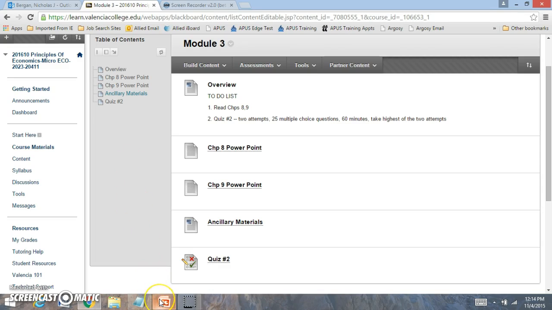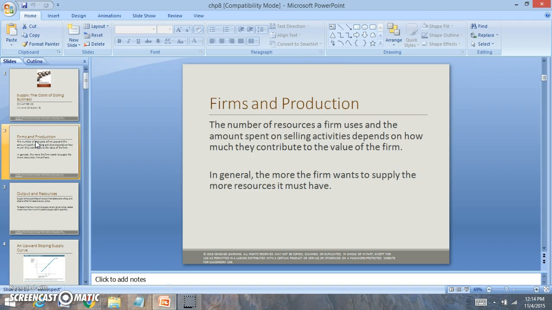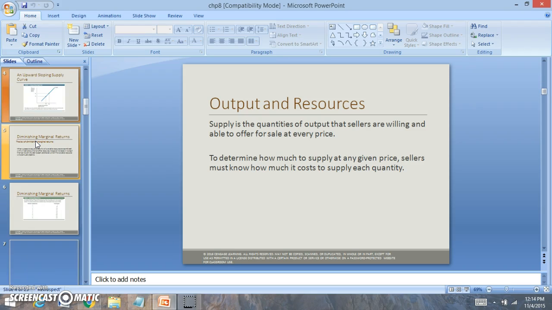Now for this week, we're going to be focusing on the role of the cost of doing business. Firms are facing a lot of issues, and the issue they're facing is how to do business given their cost and revenue. When we look at output and resources, supply is the quantities of output that sellers are willing and able to offer for sale at every price.